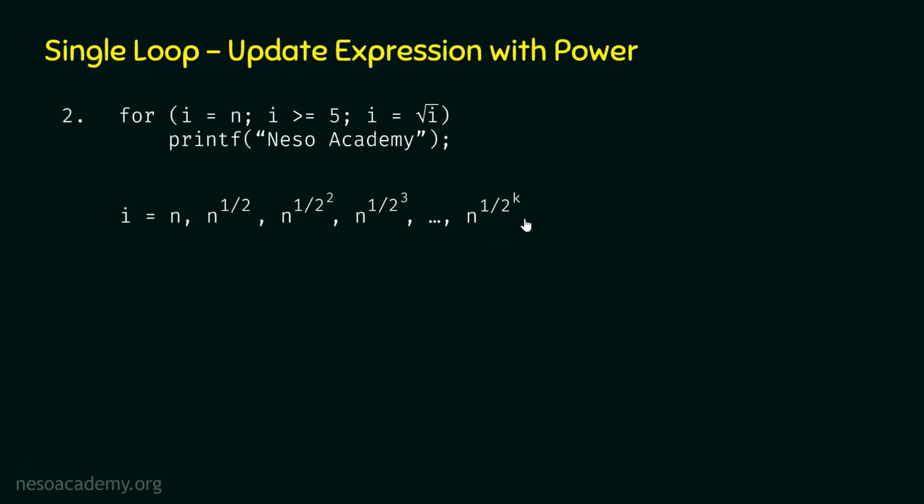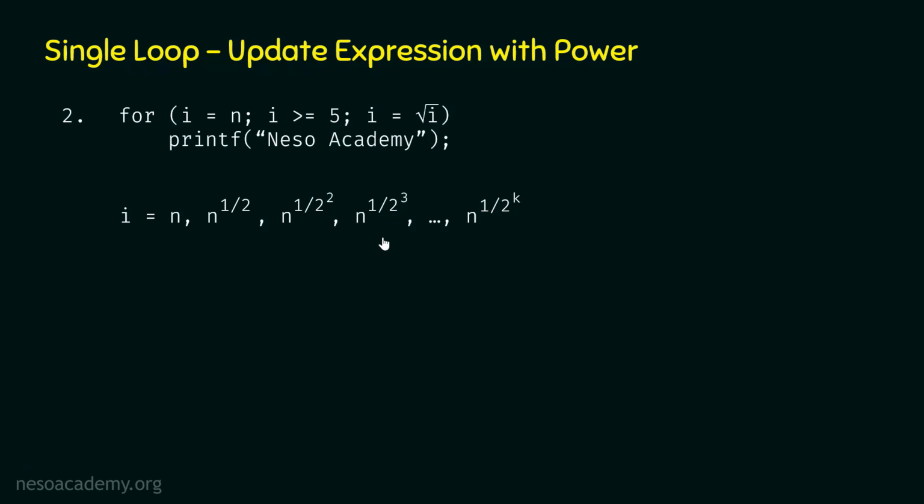Now, from the previous example, we already know that if we determine the iteration number of this value of i, then it is equivalent to the number of times this loop will run, or in other words, the number of times this statement will run. In the first iteration, we have n power 1/2 power 0. The power of 1/2 is 0 in the first iteration, 1 in the second iteration, 2 in the third iteration, and 3 in the fourth iteration.